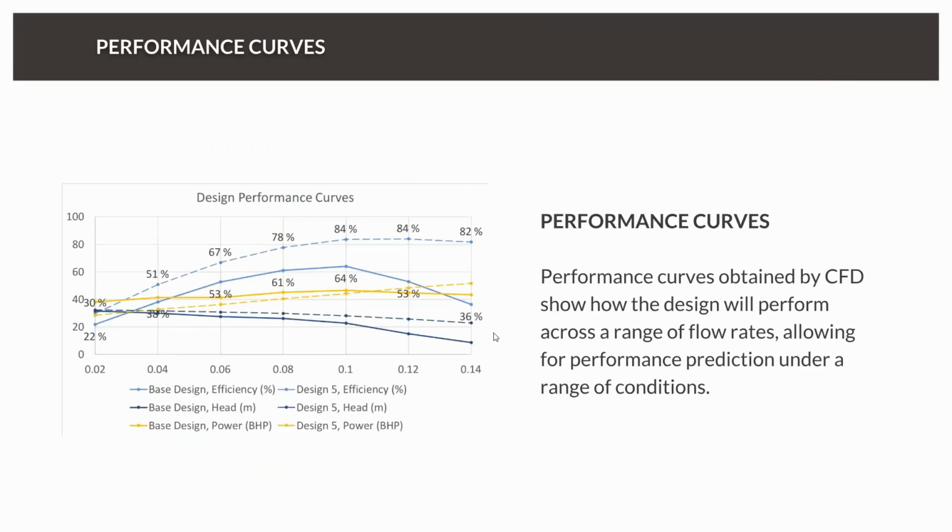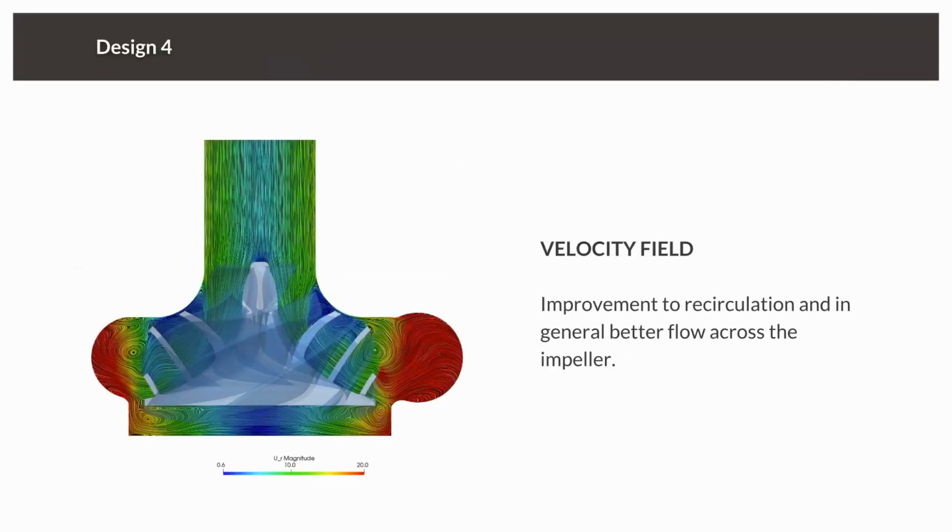Now let's take a look at the other designs. So this is, for example, design number 4. And actually, we improved the recirculation a little bit regarding the flow across the impeller. So it's less here and here, but still, especially in the area of the contact between the housing and the impeller, we still have these 2 big separation bubbles.